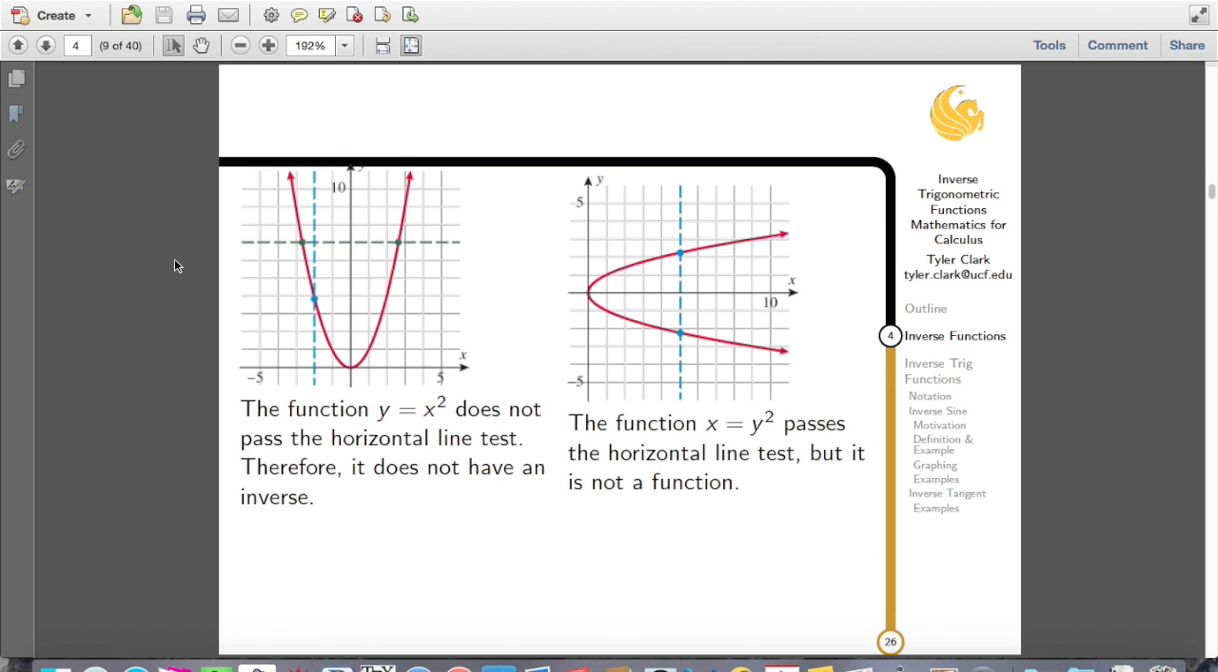Now what about this function, the function x equals y squared? Well, it passes the horizontal line test, but it does not pass the vertical line test. So we know it's not a function, so it can't be a one-to-one function. And remember back in the definition of inverse functions, they have to both be one-to-one functions. So this graph of x equals y squared can't even have an inverse.